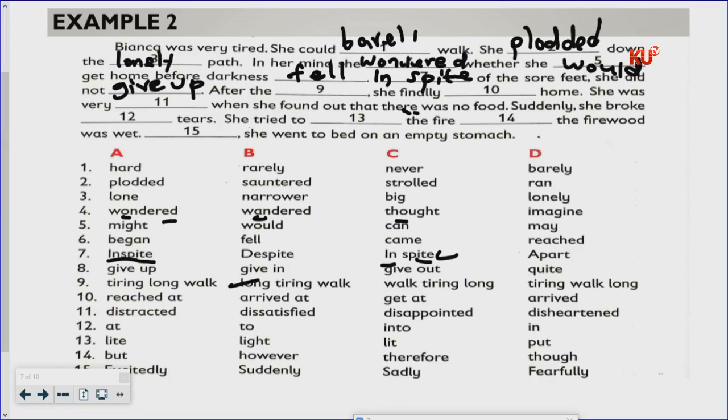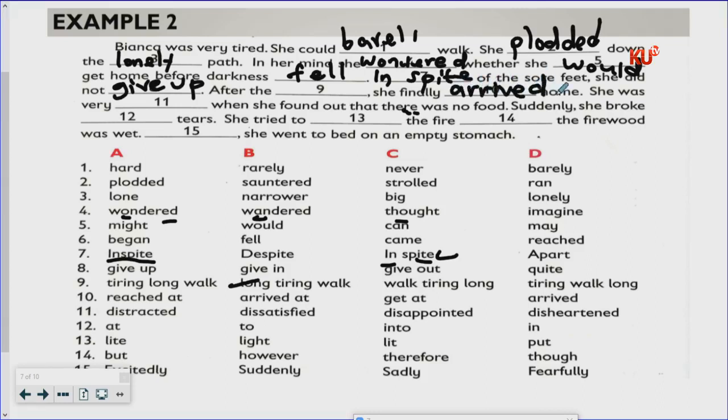She finally dashed home. She finally reached at home. She finally arrived at home. We don't say reached at. That is repetition. If you use reached, you say just reached. She finally reached home, arrived home. The correct answer therefore is choice D, which is she finally arrived.